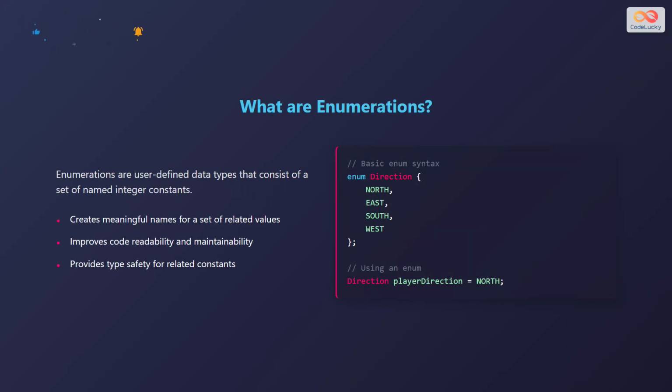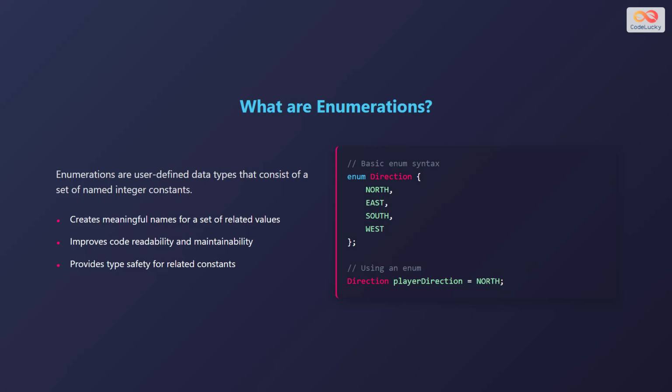Enumerations are user-defined data types that consist of a set of named integer constants. They are used to create meaningful names for a set of related values, which improves code readability and maintainability, and provide type safety for related constants.